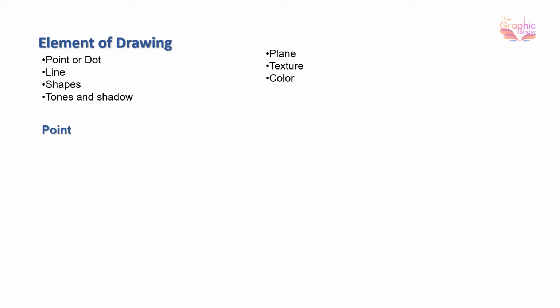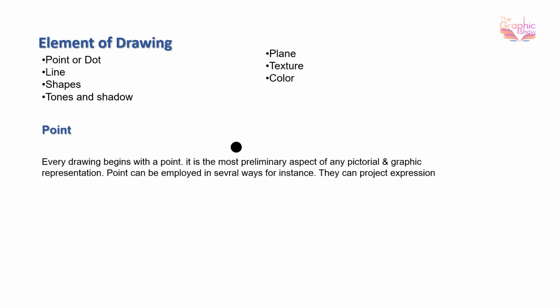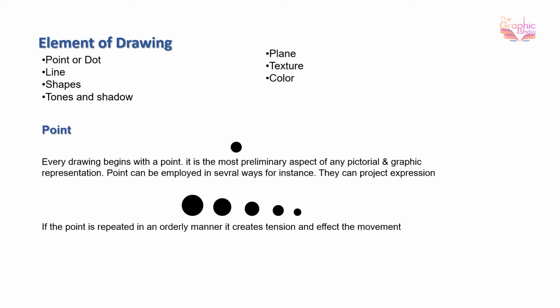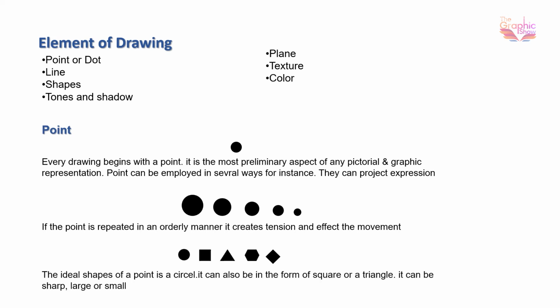First one is point. This is a point. Every drawing begins with a point. It is the most primary aspect of any pictorial and graphic representation. A point can be employed in several ways, for instance, it can project expressions. If the point is repeated in an orderly manner, it creates tension and the effect of movement. The ideal shape of a point is a circle. It can also be in the form of a square, rectangle or triangle.